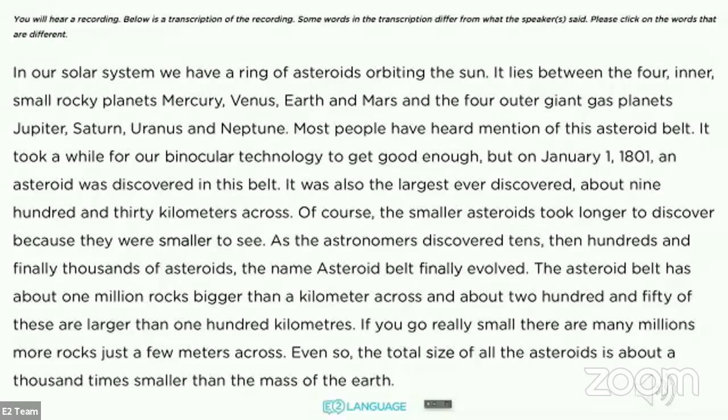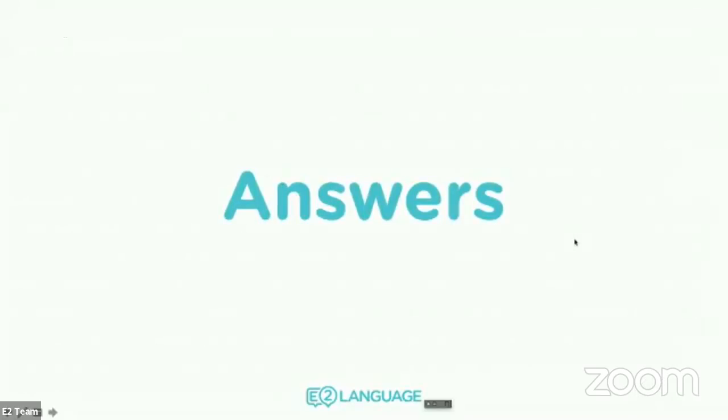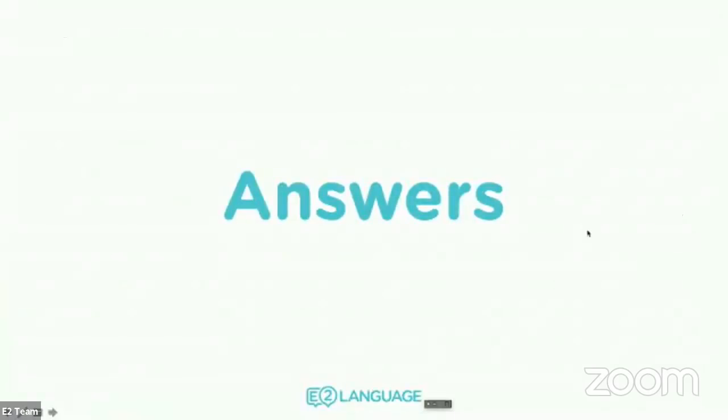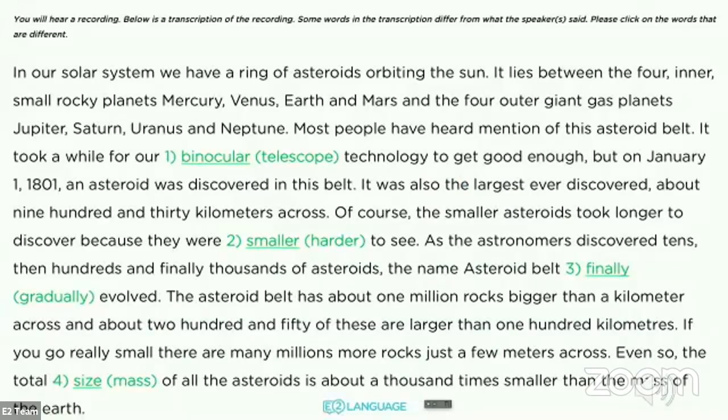Okie dokie, how did you go? The words that you should have clicked your mouse button on as you listen to the recording are, the word binocular is wrong. Just let me see if I've got this right. Yes, cool. So if you clicked on binocular, that was different to what the speaker said.